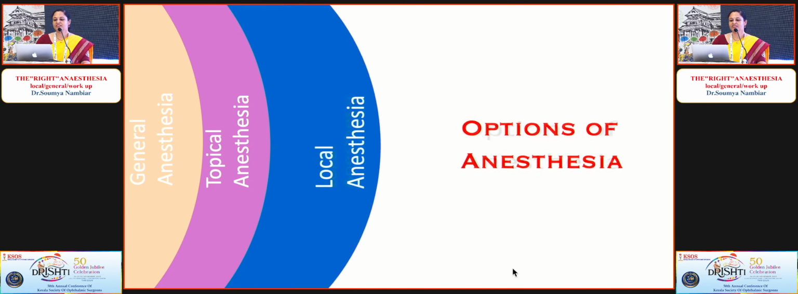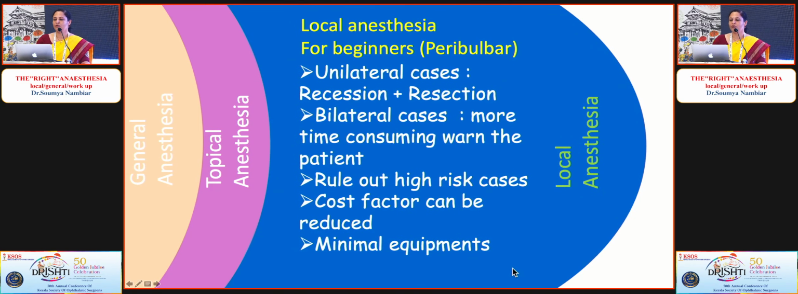So the options of anesthesia: the first is local anesthesia. As a beginner, you have to start with a peribulbar block. You can do it in unilateral cases, a simple recession and resection. You can also do it in bilateral cases, because if you don't have a GA setup, definitely you can opt for local anesthesia. But it is more time consuming for you as well as for the patient, who has to lie down comfortably. But before doing this, rule out all high risk cases.